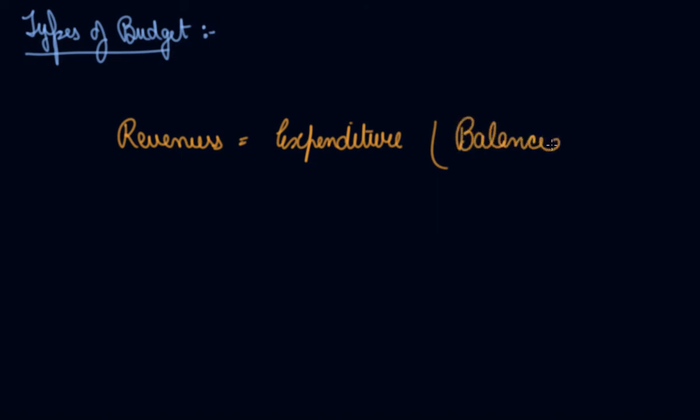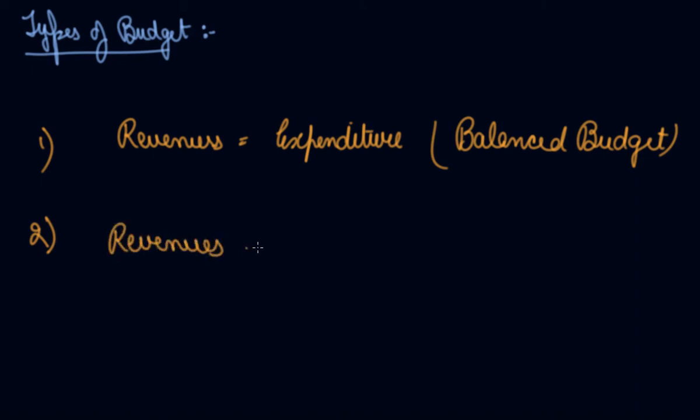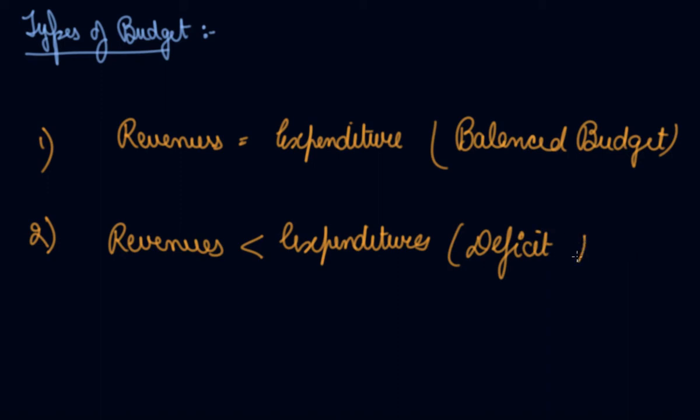There are three types in which we can categorize our budget. Number one, when your revenues are equal to the expenditure, you call it a balanced budget. When your revenues are less than your expenditures, in that case you have a deficit budget.